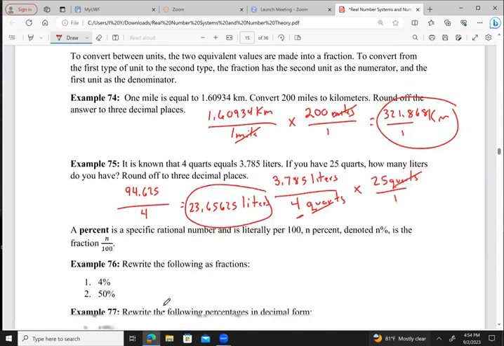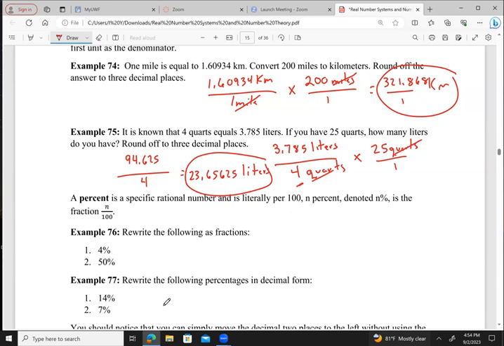Okay, as I said, I got a little ahead of myself. A percent is a specific rational number that is literally per 100. A percent, denoted n percent, is the fraction n over 100. So rewrite this as a fraction. 4% would be 4 over 100. 50% would be 50 over 100.